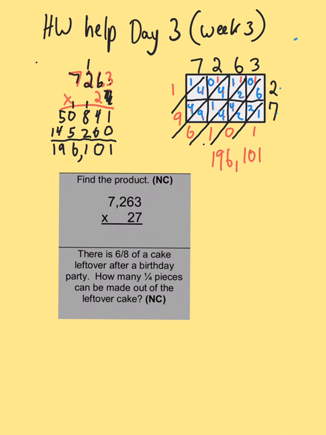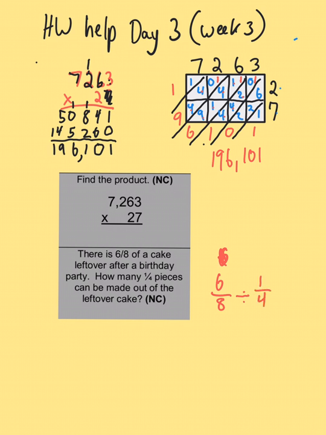All right, down below, it says there is 6/8 of a cake left over after a birthday party. How many 1/4 pieces can be made out of the leftover cake? So in other words, we are taking the 6/8, let me write that out, 6/8 of a cake, and we are splitting it into 1/4 size pieces.